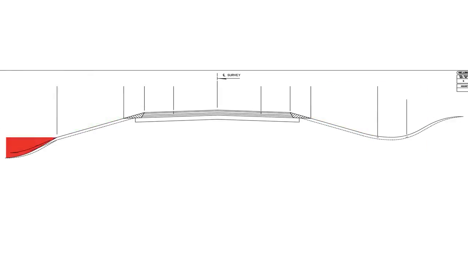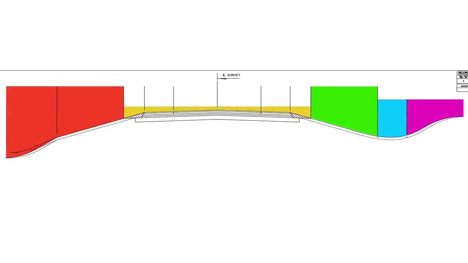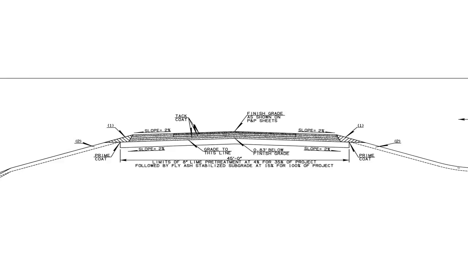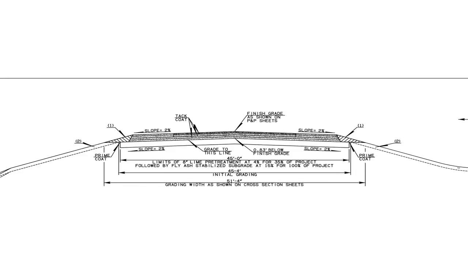The area between the fill slope and the foreslope is the roadbed. This is where the roadway resides. Here you can find the percent of slope, layers of asphalt or concrete, tack coat, prime coat, limits of lime pre-treatment, fly ash stabilized subgrade, initial grading width, and grading width as shown on cross sections.